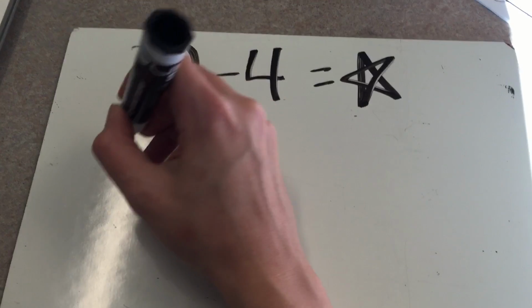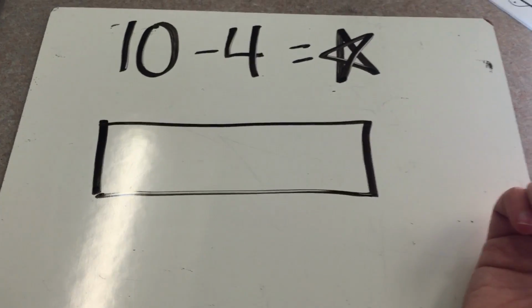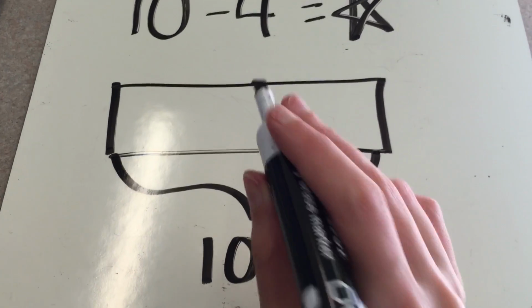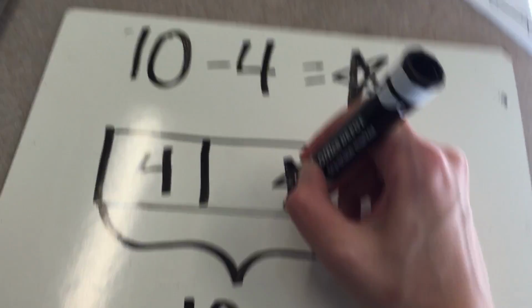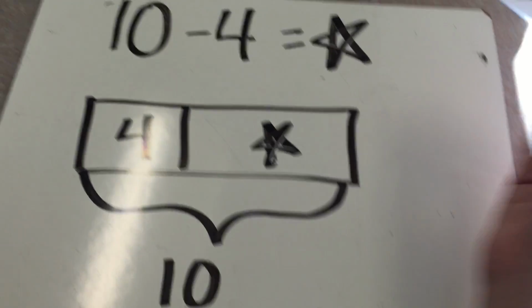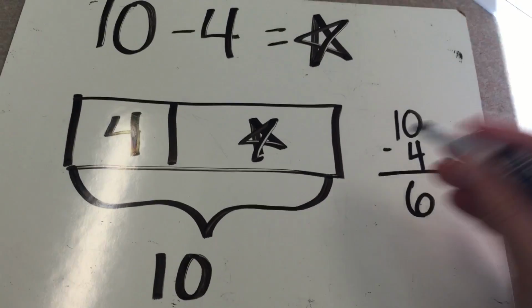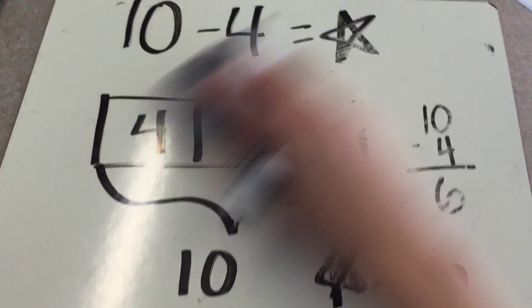Okay, so I'm going to draw my tape. But this time I know the total. I know the total is going to be 10. I know one part of the total is going to be 4. But the other part I don't know. The other part is going to be star. Because if I add 4 and star together, I'm going to get 10. So I can actually solve my problem. 10 minus 4 is 6. Star equals 6. Let's see if you can solve a subtraction tape diagram problem all by yourself.